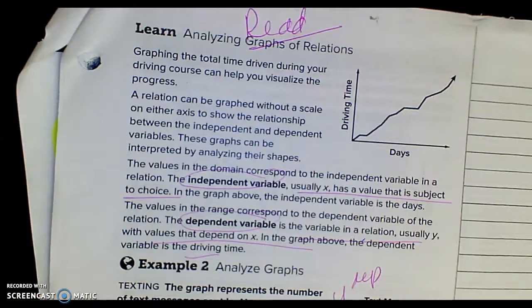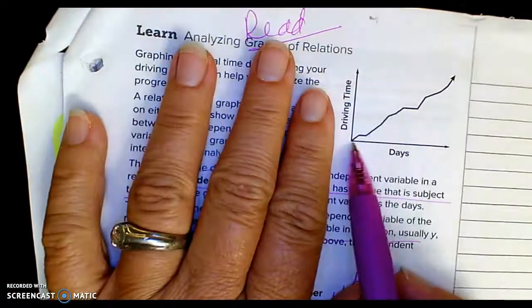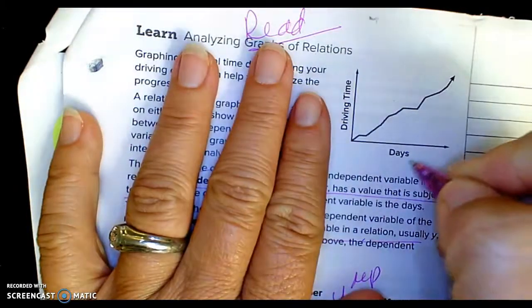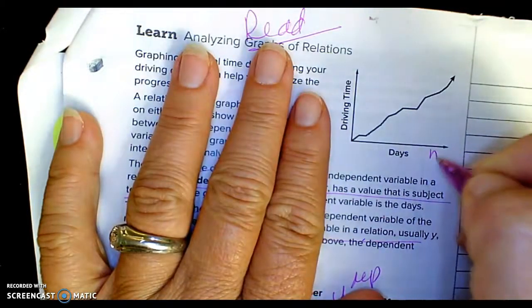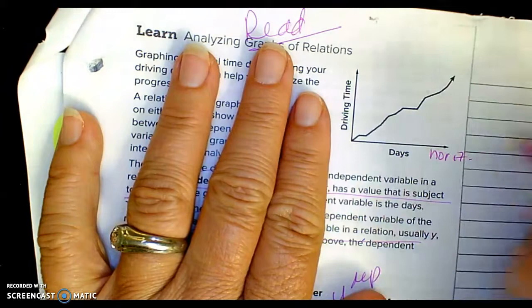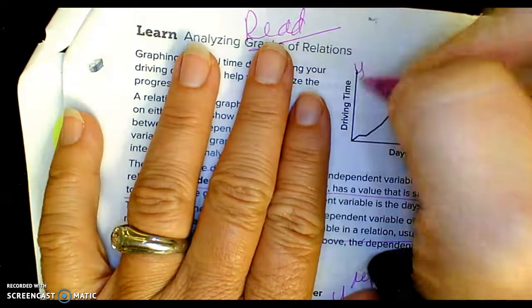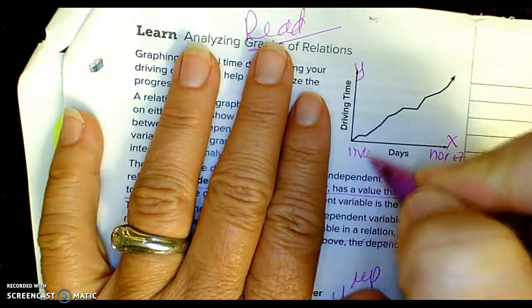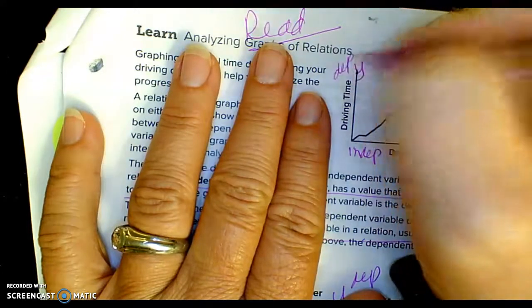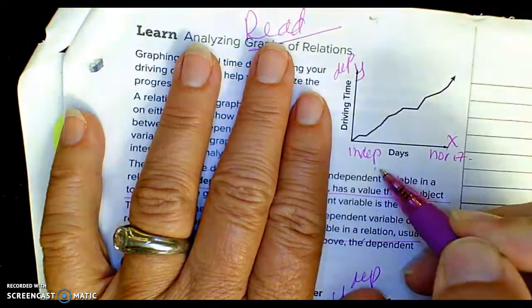Okay, when you're looking at this graph, here are my days. Days are essentially the horizontal unit, right? This is my x value. This is my y value. This is my independent value. This is my dependent value, okay? I could choose the number of days. There's a choice.